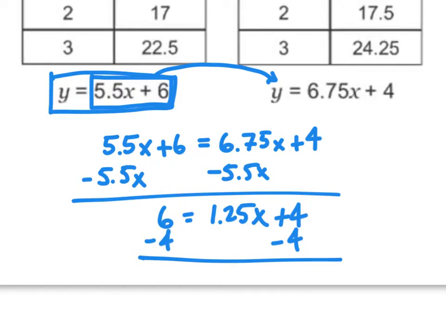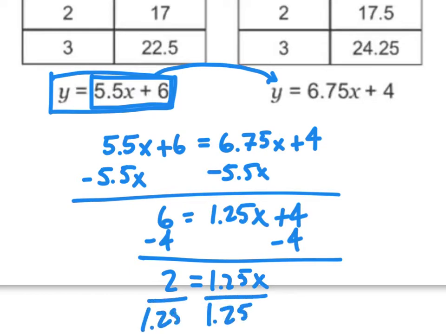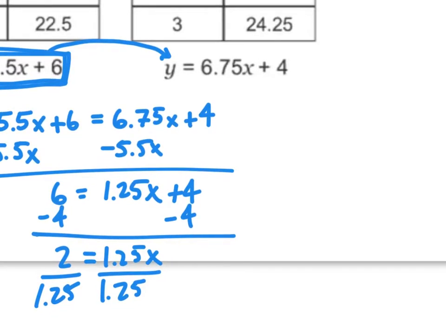I'm going to get 6 minus 4, which is 2, equal to 1.25x. If I divide both sides by 1.25, 2 divided by 1.25 gives me an x value of 1.6. So I know from this that x is equal to 1.6.